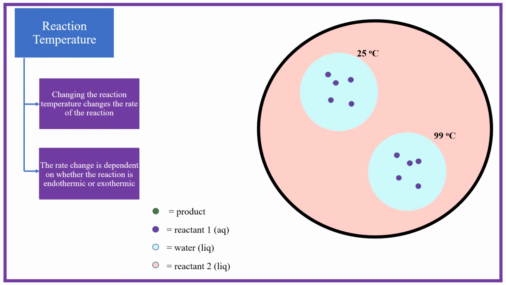There are two rooms with the same number of people in them, but in one room people are running and in the other room people are walking. It's more likely a collision will occur in the room where people are running than in the room where people are walking. In the same way, it is more likely collisions will occur between reactants when they are moving at high speeds than when they are moving at low speeds in most cases.